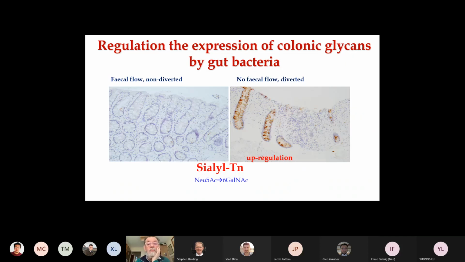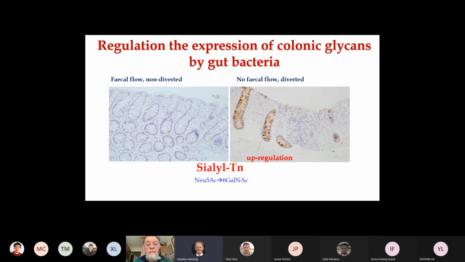Brilliant. Okay, so what we've got here is that we screened through a whole range of different carbohydrate structures using either lectins or antibodies. And here, for example, you can see for Sialyl-Tn. On the left, you can see where there was contact with the fecal flow, the normal situation, non-diverted. And we can see, as we would expect, the Sialyl-Tn is not expressed in the normal mucosa.